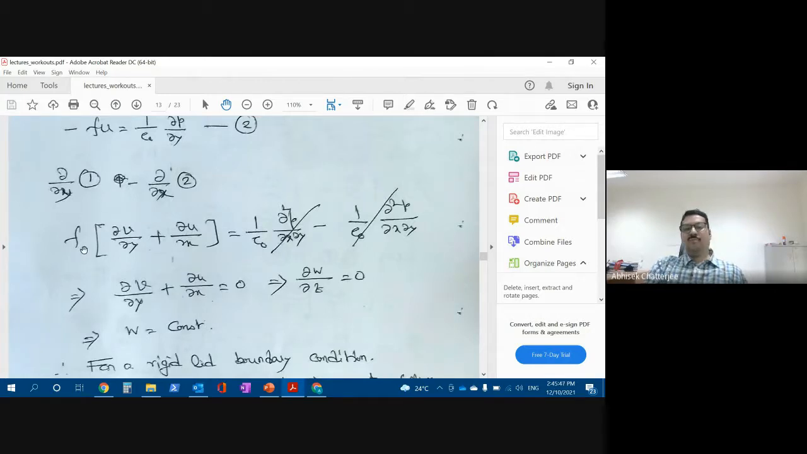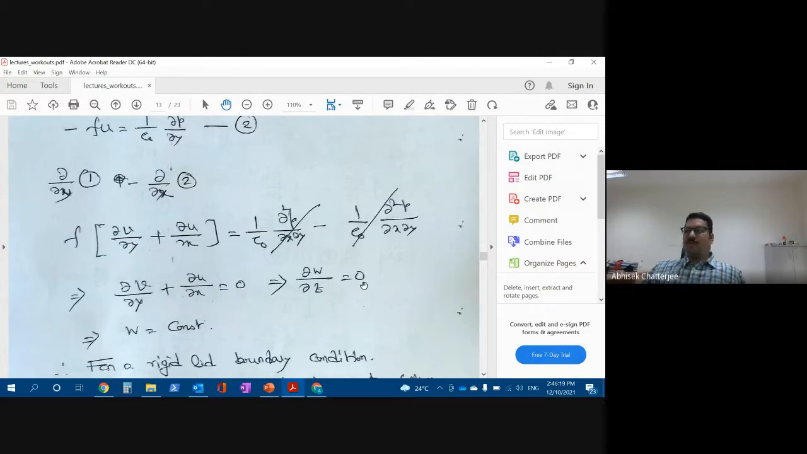So now we are assuming that f is not 0, so that means we are not talking about the equatorial motion where there is no Coriolis force. So f is non-zero. If f is non-zero, then what will happen? This component should go to 0, isn't it? So if this component goes to 0, then what happens? ∂w/∂z equals 0.